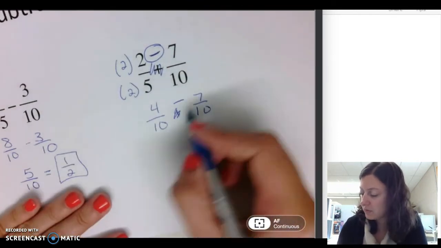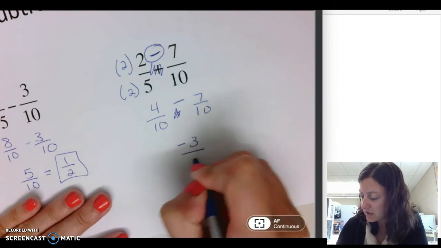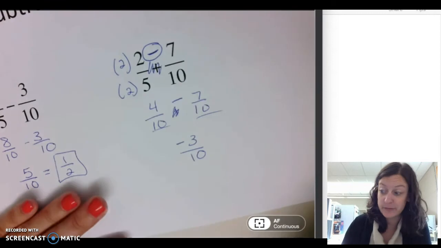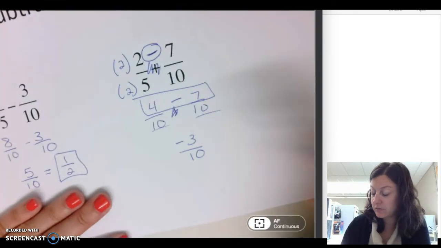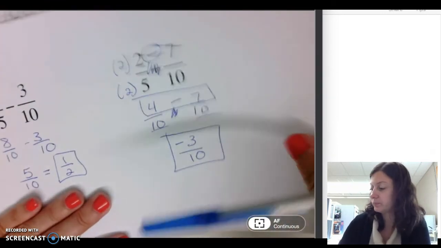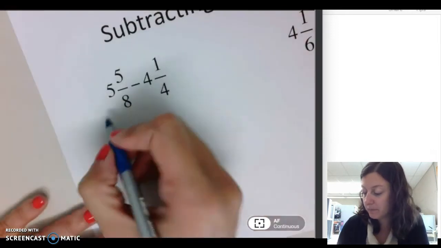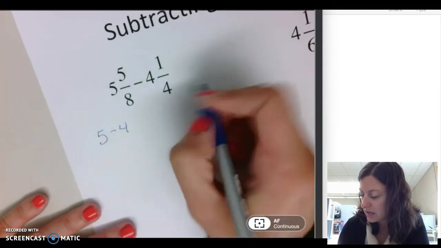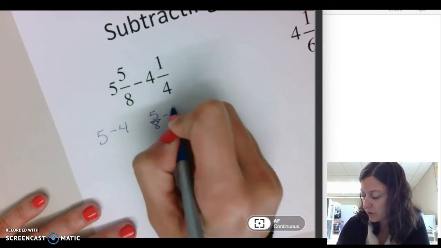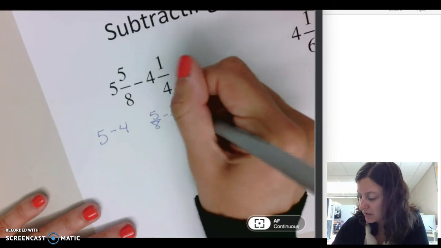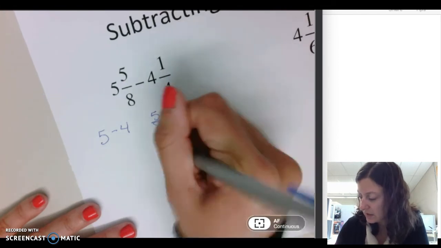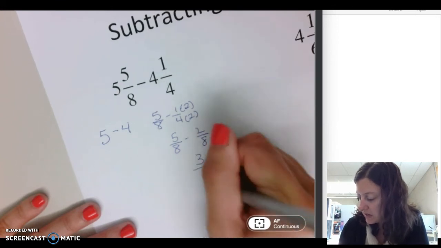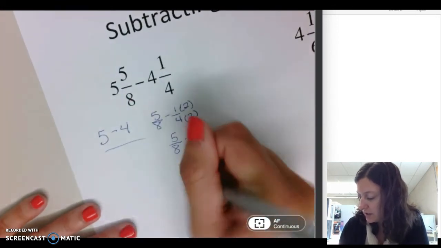4 minus 7. Well, that's going to be -3/10. So again, we ignore this denominator once we know it's common and just subtract the numerators. And there we go. And then mixed numbers is going to be the same. Kind of. 5 minus 4. And then we're going to do 5/8 minus 1/4. Multiply this by 2 over 2. 5/8 minus 2/8 is 3/8. 5 minus 4 is 1.